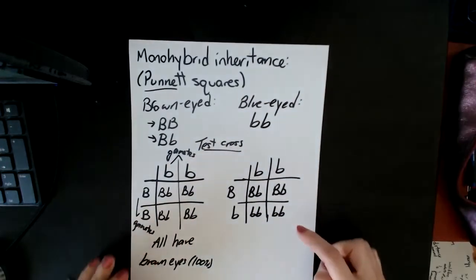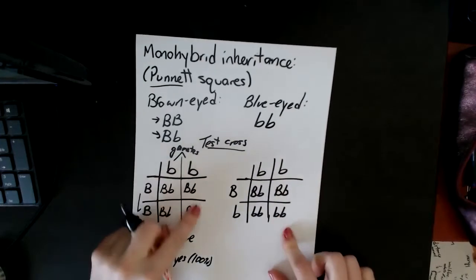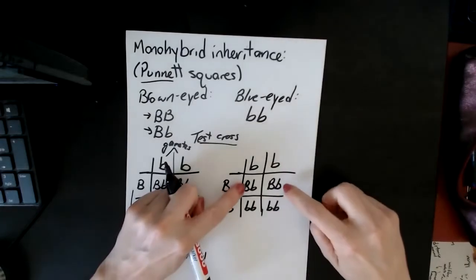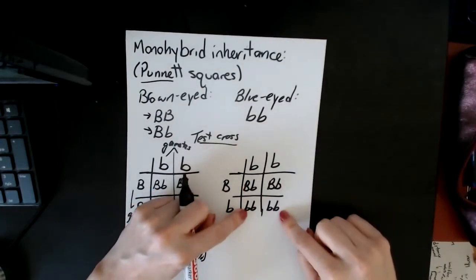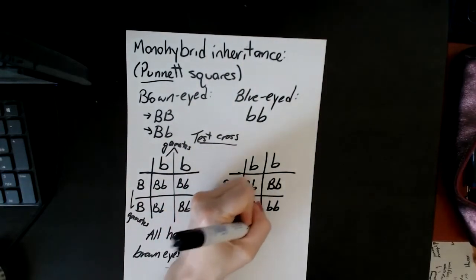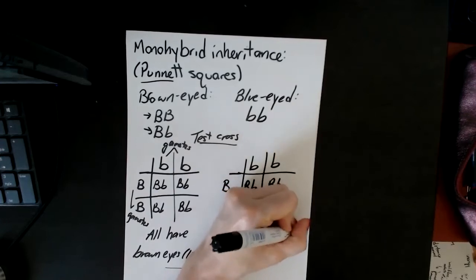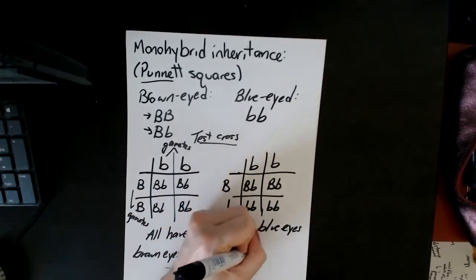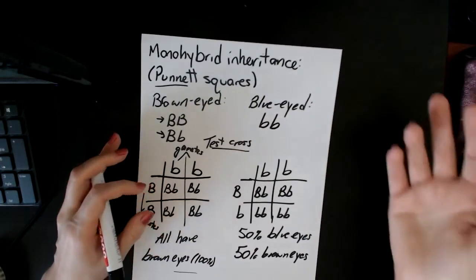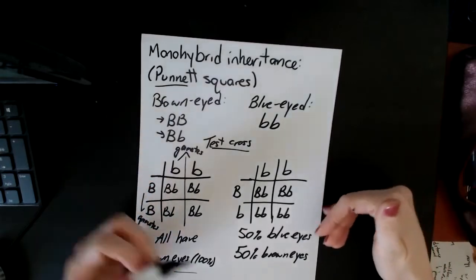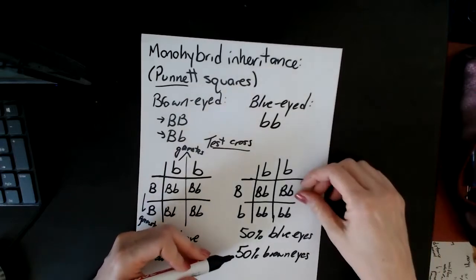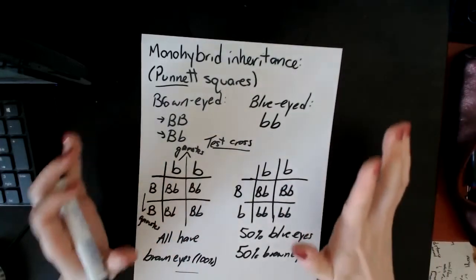Aha. See, now what you can see is that there are four possibilities. There are always four possibilities in a monohybrid inheritance. Two of those four would give you brown eyes, and two of those four would give you blue. So that means that instead of all having brown eyes, 50% have blue eyes and 50% have brown eyes. Now, this is a possibility. If the mice have 20 kids, you might not have 10 with blue eyes and 10 with brown eyes. You might have 9 with blue eyes and 11 with brown, because this is a possibility. It doesn't mean that it's going to be evenly split, but you should still be able to know.